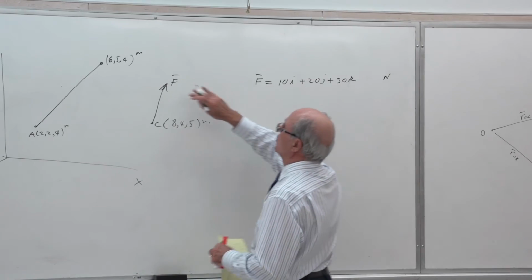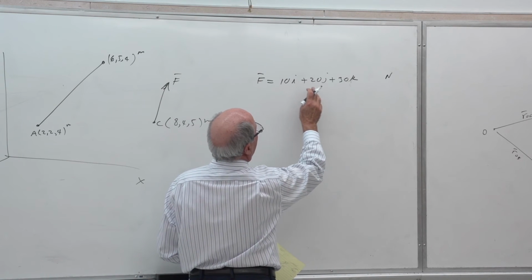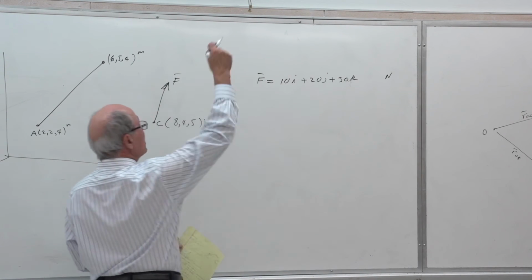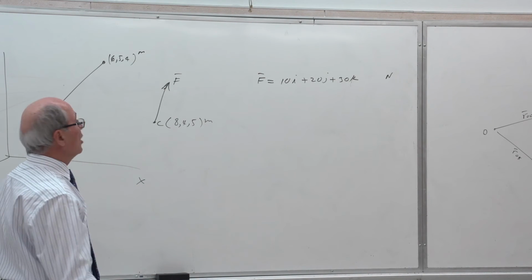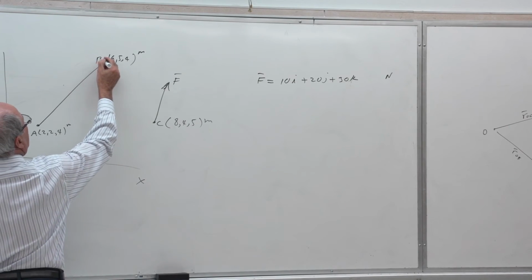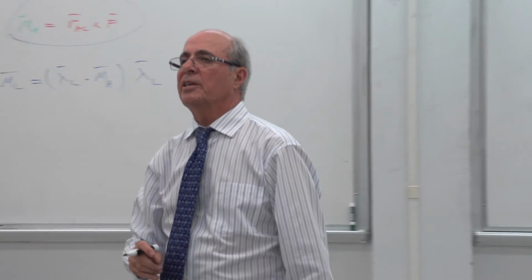So we have a vector in space with a 10 Newton x component, 20 y, and 30 z, which is coming here positively, yes or no? And we want to calculate the moment of that about line AB, using the idea there. Is that correct or not?